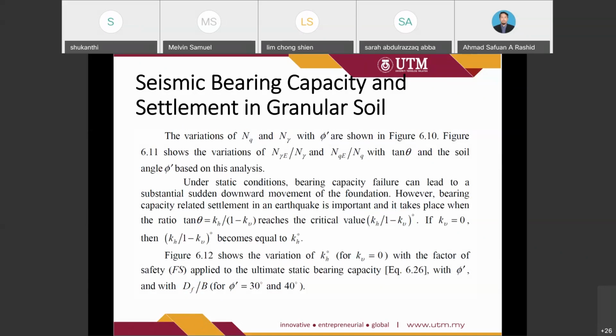So under static condition, bearing capacity failure can lead to a substantial sudden downward movement of the foundation. However, bearing capacity related settlement is important, and it takes place when the ratio tangent theta reaches the critical value. For example, if Kv is equal to 0, then Kh over 1 minus Kv is equal to Kh. Figure 6.12 shows the variation of Kh, where Kv is equal to 0, with the factor of safety applied to ultimate bearing capacity, with phi and with Df over B for phi 20 and 40.